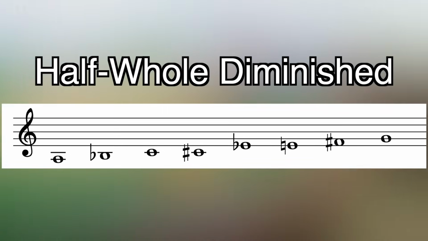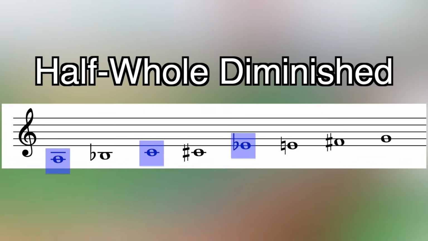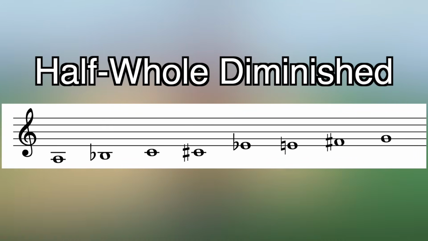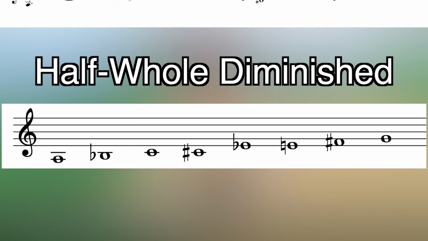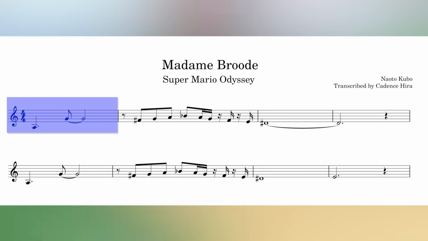Per its namesake, the diminished scale contains the diminished 7th chord. In fact, the scale is just 2 interwoven diminished chords. Because of the inherent instability of this sound, you very, very rarely hear this used as a true tonality, but it works quite nicely as this weird, almost cartoonishly dark melody seen in the Madame Brood fight in Mario Odyssey.